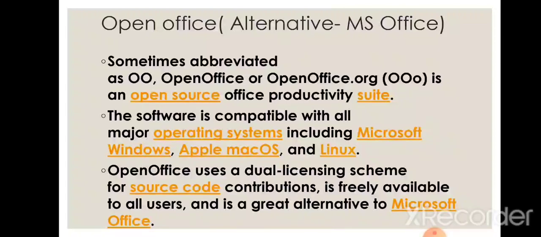So our topic is OpenOffice. Today we are studying OpenOffice Base, which is a part of OpenOffice. Its alternative is Microsoft Office. Sometimes it is abbreviated as OO, OpenOffice, or OpenOffice.org. It is an open source office productivity suite. The software is compatible with all major operating systems, including Microsoft Windows, Apple, and Linux. These are some operating systems. All these operating systems enable OpenOffice to work in them.